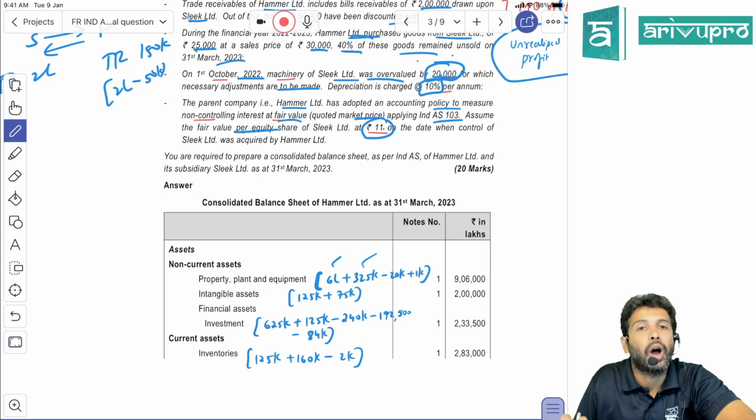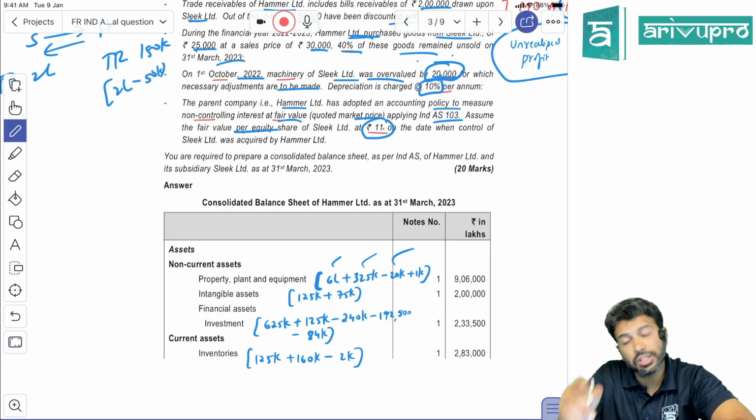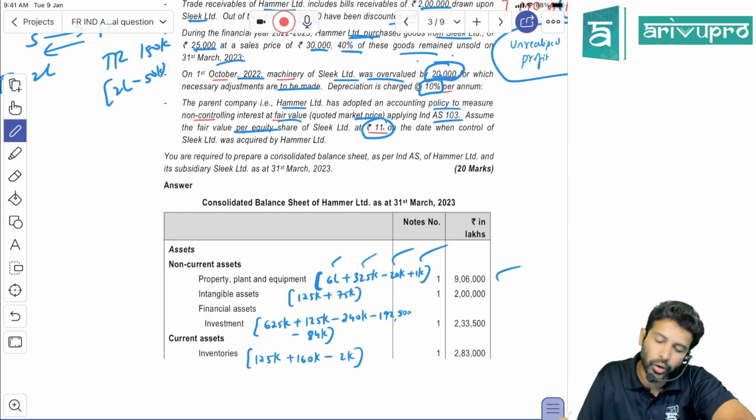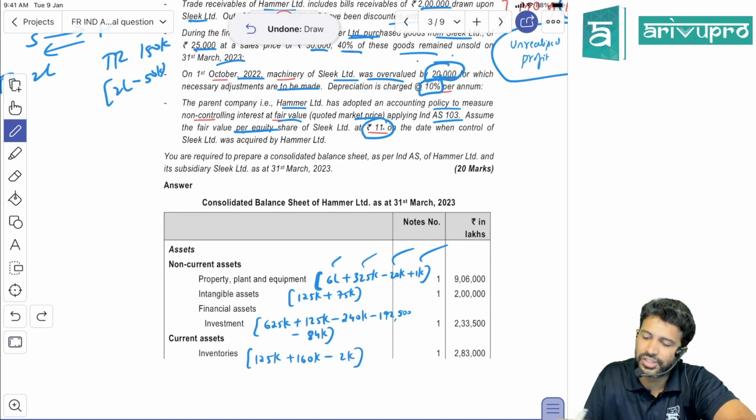Then is there any fair value adjustment? Yeah, here fair value decrease. So minus 20,000. Then reversal of depreciation 1,000, add it. You'll get it. Okay, sir. Intangible assets, there is no goodwill. So straight away addition. Whatever balance sheet value is given, straight away add, you will get it.